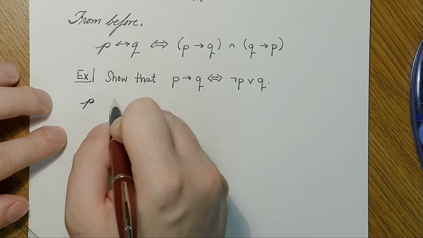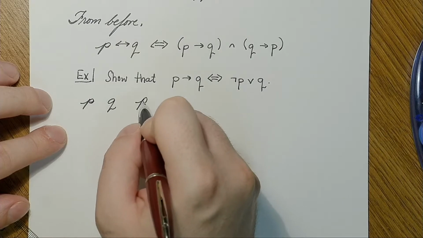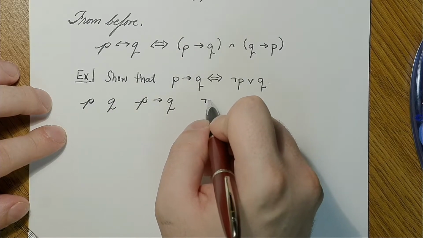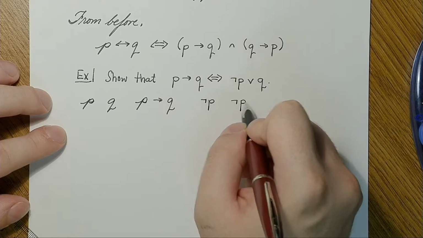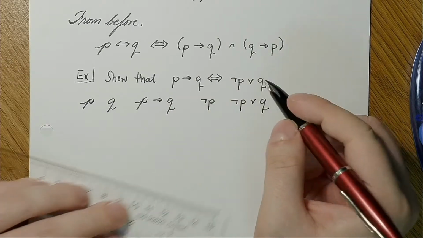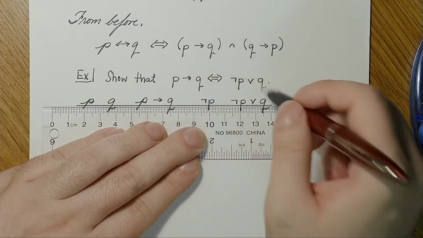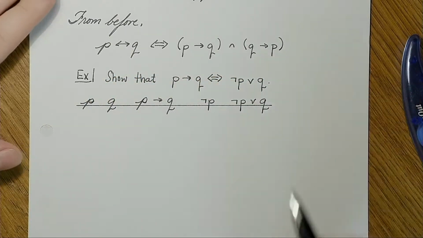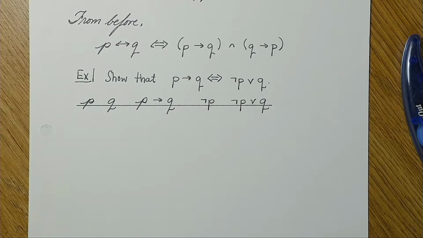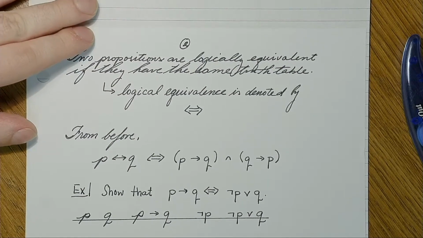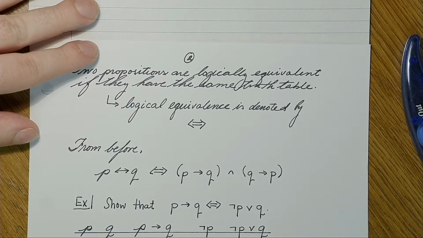So we have P, we have Q, P implies Q, and then we'll do the not P or Q. Okay, so I want you to take about a minute and just fill in that table. And while you do that, I'm going to write it out. I'm going to hide it just a little bit below here.